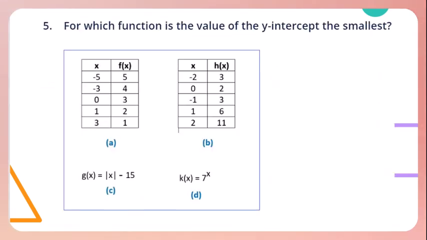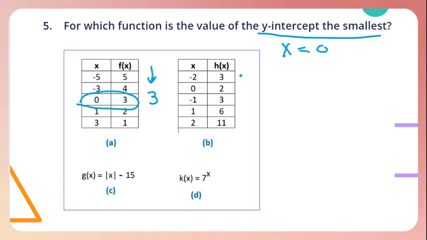Question number 5. For which function is the value of the y-intercept the smallest? For the y-intercept, we're going to set x equal to 0 and find y. So in our table, we're just going to circle when x is 0, y is 3. So the y-intercept is at 0, 3. We're looking at the y value. Okay, so we're going to start with 3. Then we're going to go over to this table. When x is 0, y is 2. So right now, this is the smallest value.